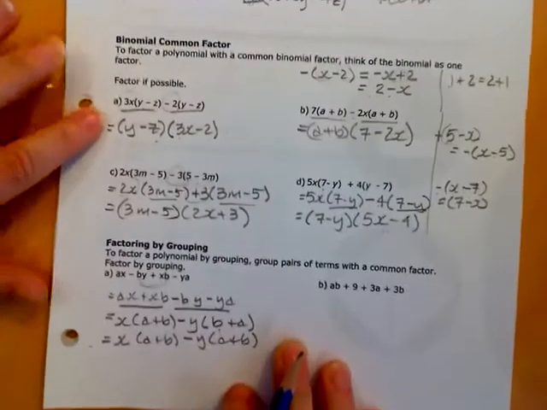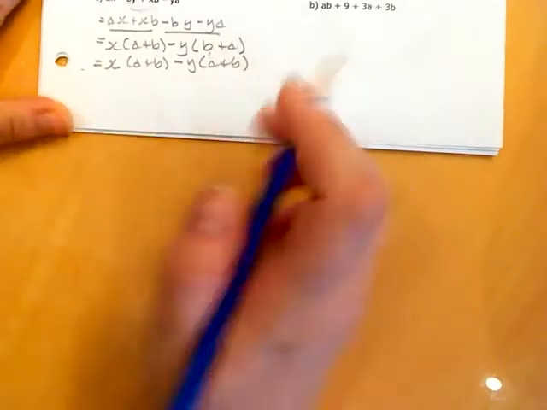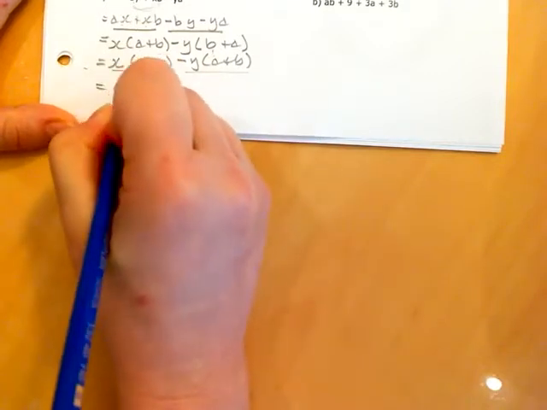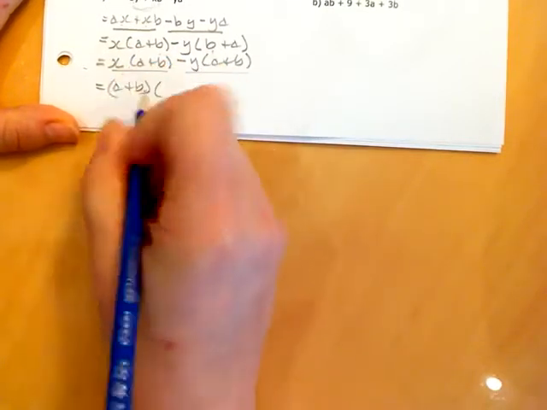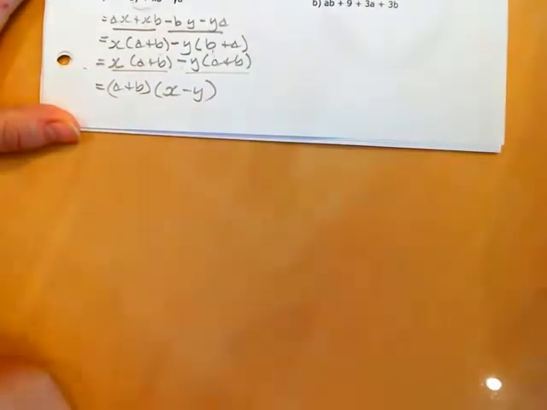And then we have a question like this again, right, where we have factor by grouping. So here, what's common here is a plus b, and what's left over is x minus y. Okay, let's try another one.